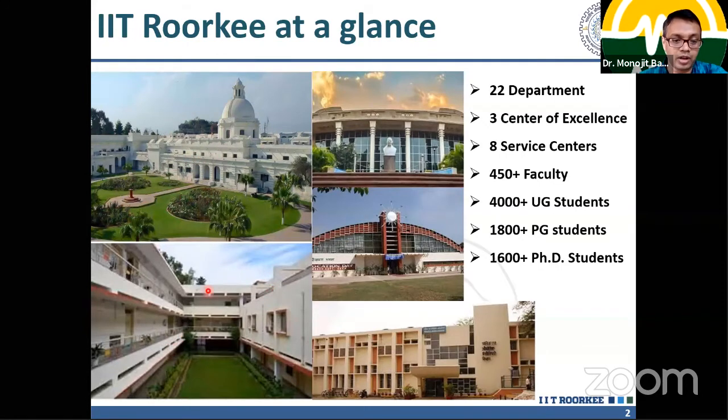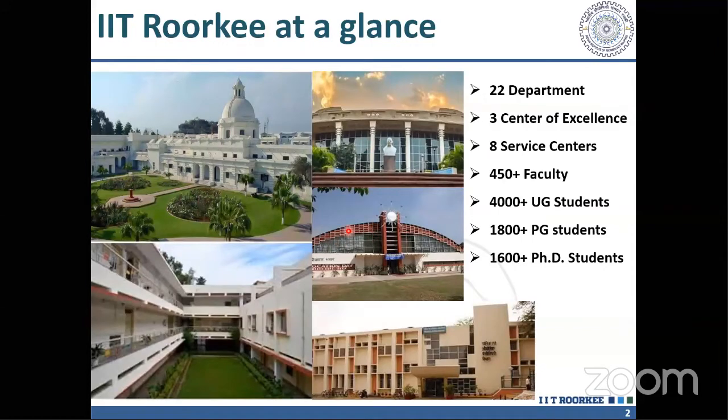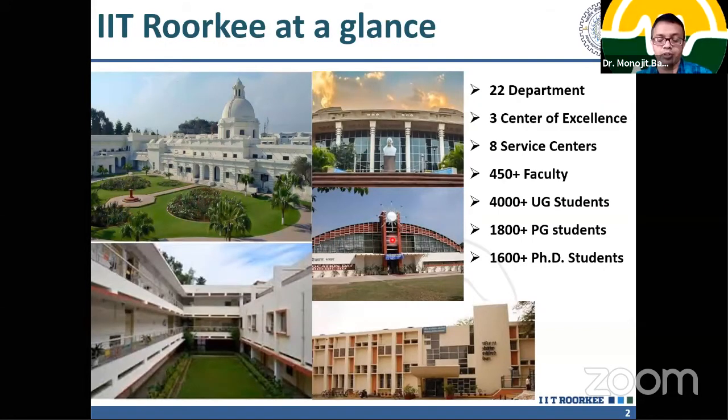There are some nice residential areas for the students. This is the central library called Mahatma Gandhi Central Library. There is a convocation center, which can have more than 4,000 occupancy. And then we have all the academic buildings here. So in short, there are 22 departments, mostly engineering. Apart from that, there are three science departments: mathematics, chemistry, and physics. These are the basic science departments.